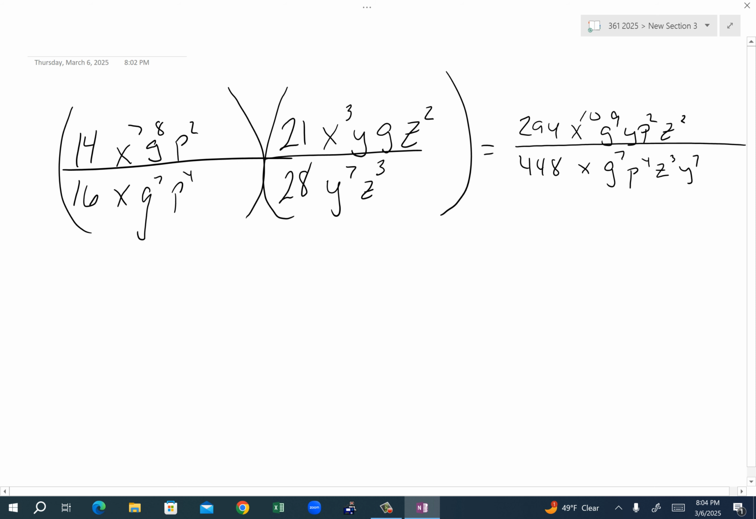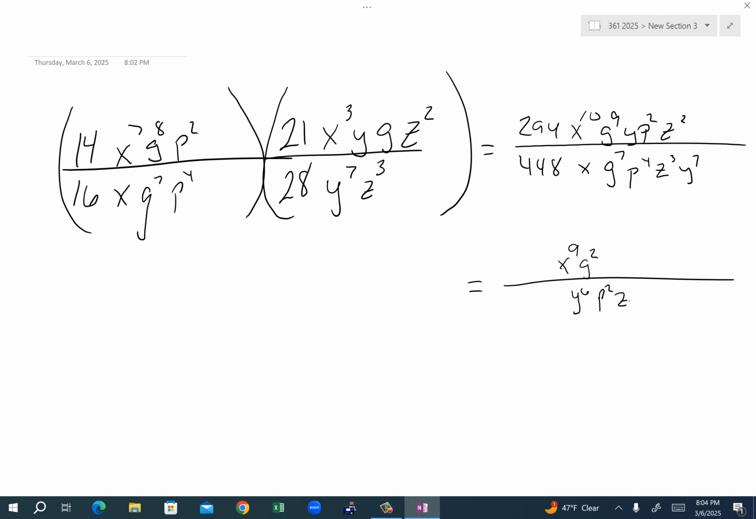Okay, let's start with the easy stuff. We'll take the win. How many x's? Well, there's 9 more on top, so there we go. How about my g's? There's 2 more on top. What about my y's? There's 6 more on the bottom. What about my p's? There's 2 more on the bottom. What about my z's? There's 1 more on the bottom. I think that covers everybody. 1, 2, 3, 4, 5 variables.